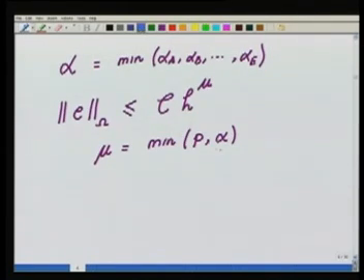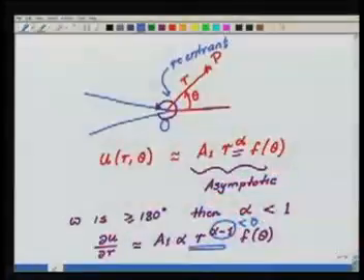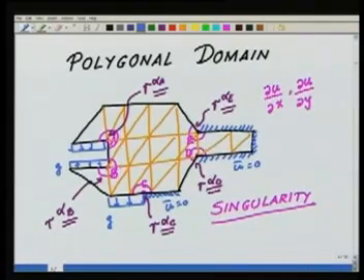The rate of convergence is now driven by the smoothness of the solution, that is, by the exponent of this r to the power of alpha term in the vicinity of the re-entrant corners. My domain may have multiple re-entrant corners because we face this kind of domain all the time. These are quite common in engineering practice.